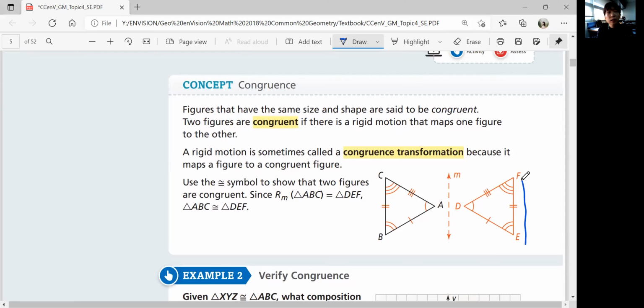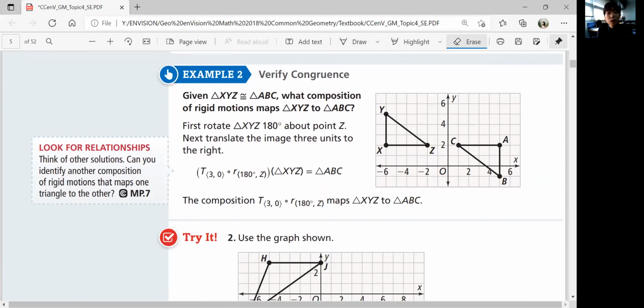Let's look at example 2. Verify congruence. Given the triangles XYZ and ABC are congruent, what composition of rigid motions maps XYZ to triangle ABC? There is not one correct answer, but you can rotate XYZ 180 degrees about point Z, and then you get this triangle, right?